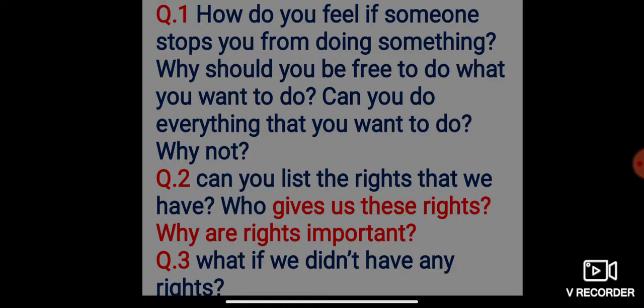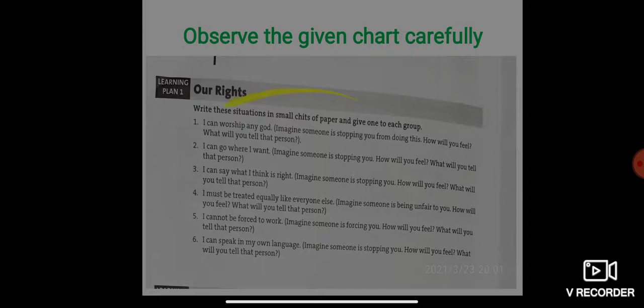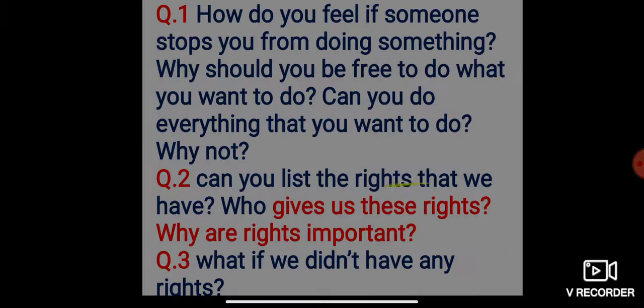All right, so listen, students, we are all free to do many things. We have the freedom to do anything we want, that is, nobody can stop us from doing that. The things you read about are those that we are free to do as Indians. These are our fundamental rights.